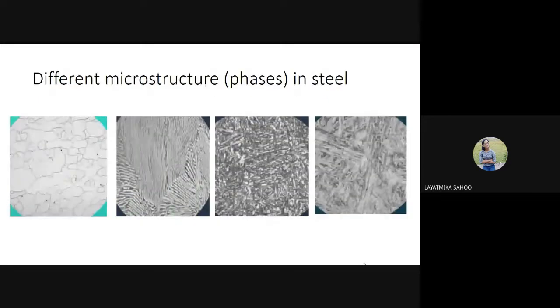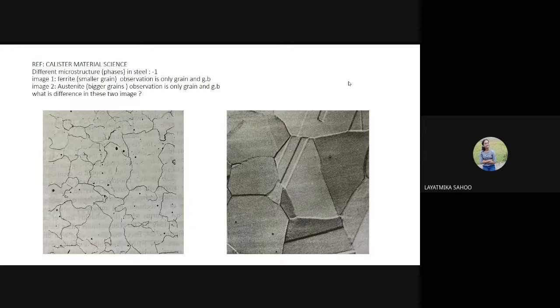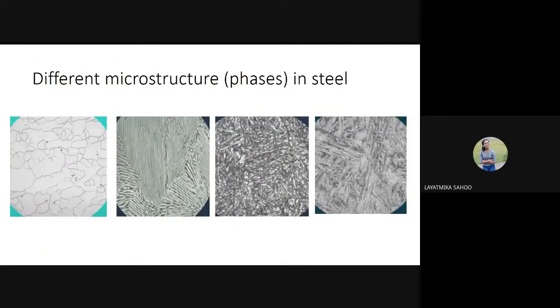Okay, now we'll see different microstructure phases in steel. Can you identify? Anybody can tell me which microstructure this is of steel? What can you see only here? Ferrite. Very good. How ferrite? Can you justify that, Mega?